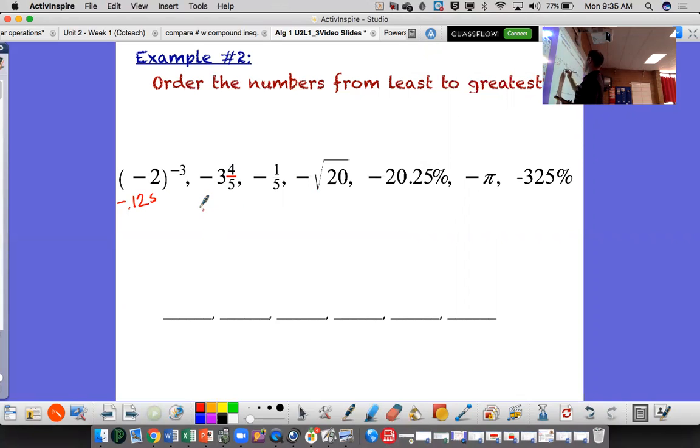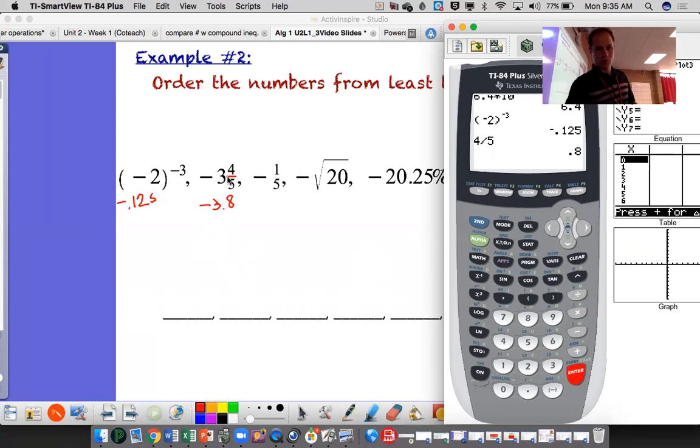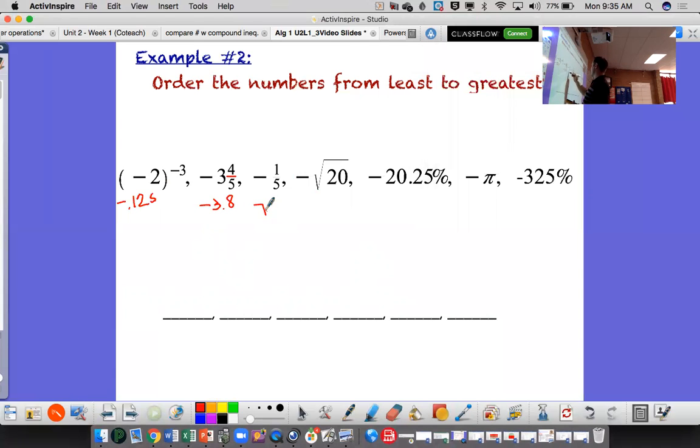-3 4/5 is -3.8. The easiest way to do this is just type the 4 divided by 5 in your calculator. That's the decimal part. 4 divided by 5 is 0.8. So I know that it's -3.8. I don't type the whole fraction, the whole mixed number in. Okay, -1/5. That's another common one that I know. That's -0.2.